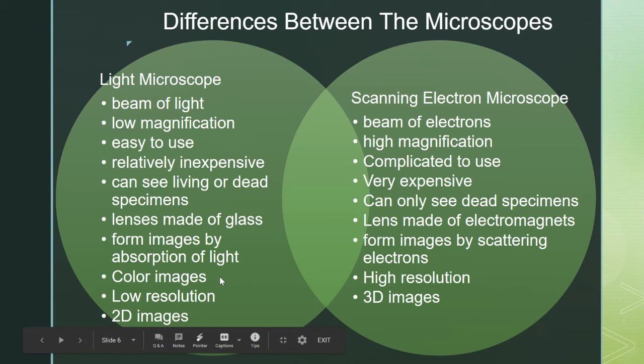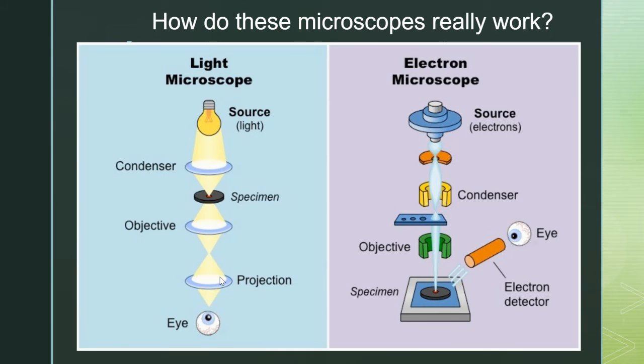The light microscope can produce color images, while the scanning electron microscope is only black and white. The light microscope is low resolution, while scanning electron microscope is high resolution, and light microscope is 2D images, while electron microscope is 3D images.